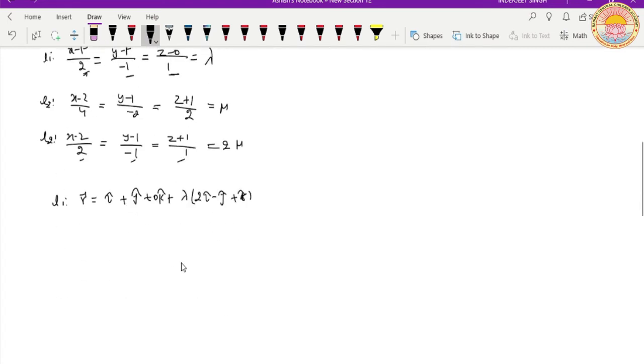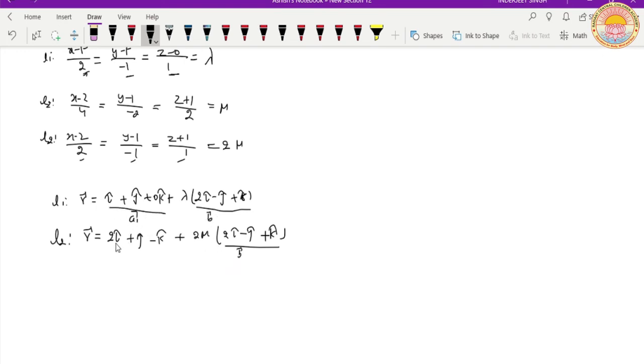and the second line in vector form will be vector r is equal to 2 i cap plus j cap minus k cap plus 2 into mu (2 i cap minus j cap plus k cap), because direction ratios of L1 and L2 are same, so we will get the same value. This is vector B, this is vector a1, and this is vector a2.